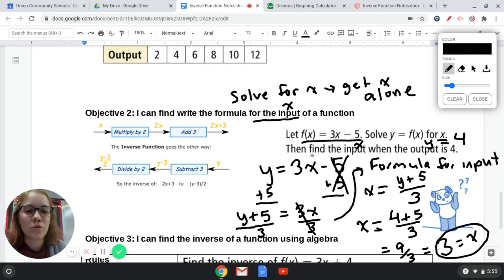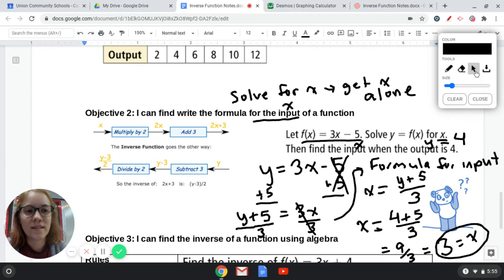So we did a lot. I'll just do a quick summary. So we started with f of x equals 3x minus 5. Change that to y equals 3x minus 5, and then we solved for x. So we did a lot of inverse operations, and we ended up with x equals y plus 5 over 3, which is your formula for the input. And then we had to solve a problem, so we had to find the input, which is x, when the output was 4, when y was 4. So we plugged in 4 for y, and then solved for x, and we ended up with 3 equals x.